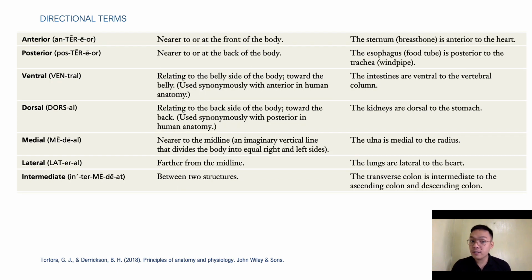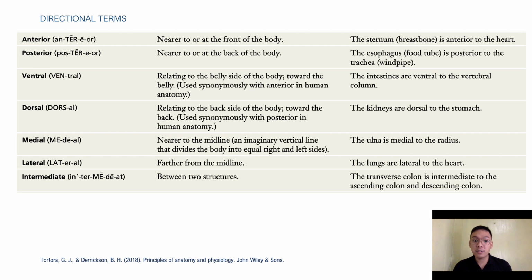Anterior is nearer to or at the front of your body. Let's say the sternum, or your breastbone, is anterior to the heart. Posterior is nearer to or at the back of your body. Let's say the esophagus is posterior to your trachea, or your windpipe. Ventral relates to the belly side of your body. Your intestines are ventral to the vertebral column. Dorsal is on the back side of your body. Your kidneys are dorsal to your stomach.